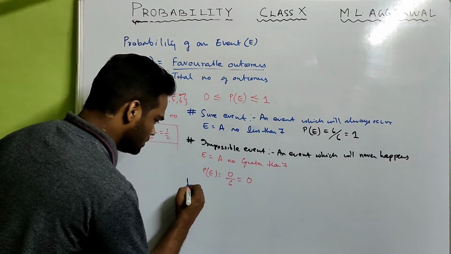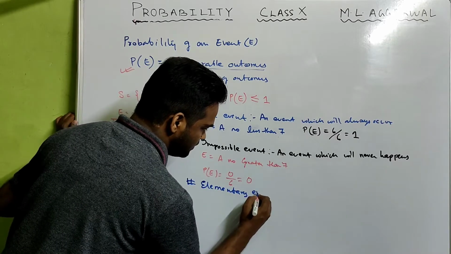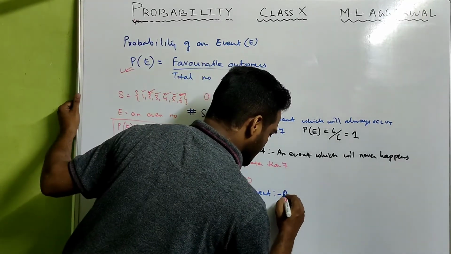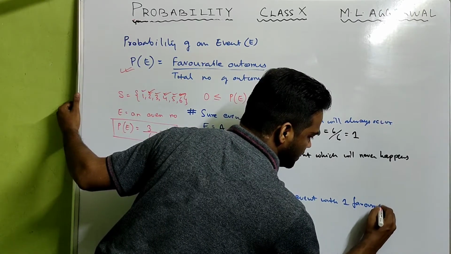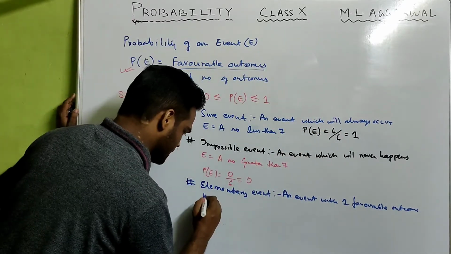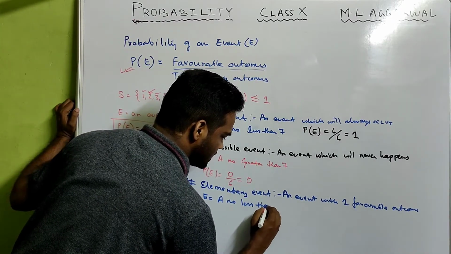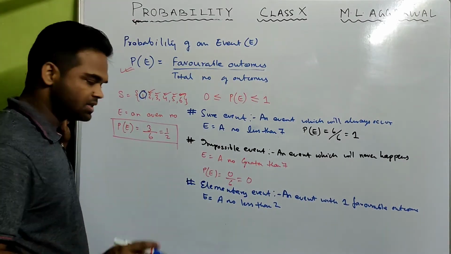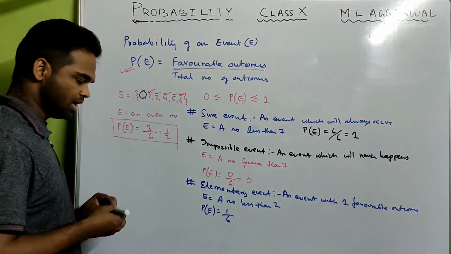Now, elementary event. An event with one favorable outcome. In the same case, suppose the event is a number less than 2 when you throw a die. There's only one favorable outcome, isn't it? So the probability will be 1 by 6. So that's your elementary event.